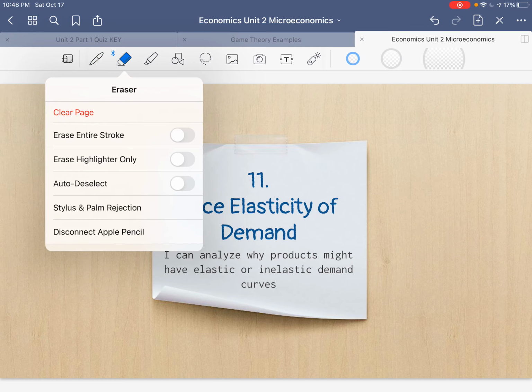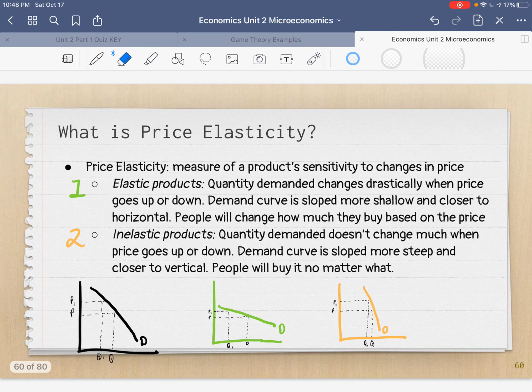Okay, all right. So what is price elasticity? There are two types of price elasticity, but the overall definition is: is a product sensitive to changes in price? If the price goes up, will people still buy it or will people not buy it? If the price goes down, will people buy more of it or will people still not really buy much of it?